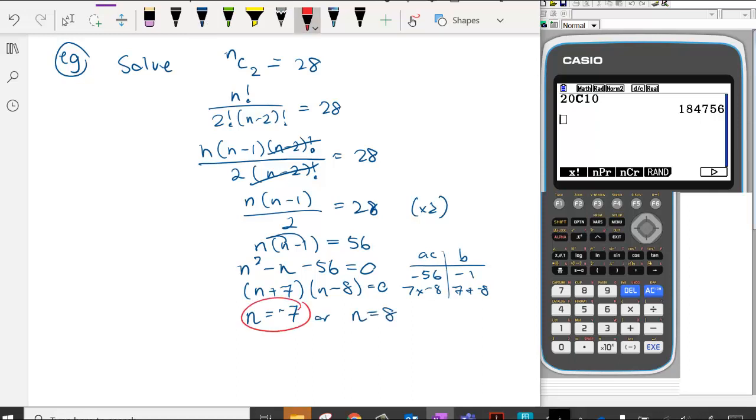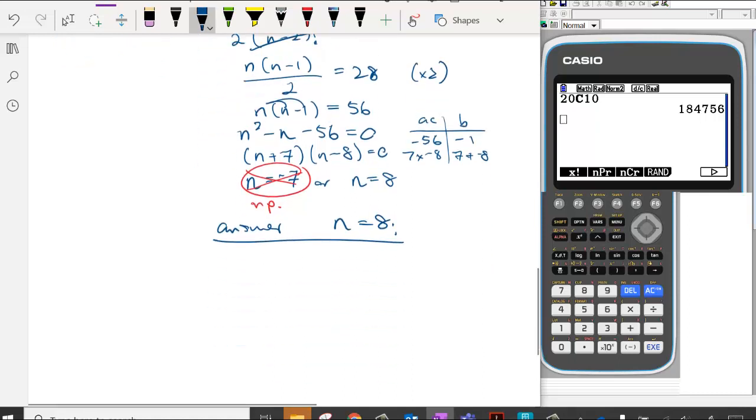What's the problem with this fella? I'm hoping you can see that we can't have a negative n when we're looking at combinatorics in this way. So this is not possible, and that means our final answer is n equals 8. So a nice solve. It's a good skill.